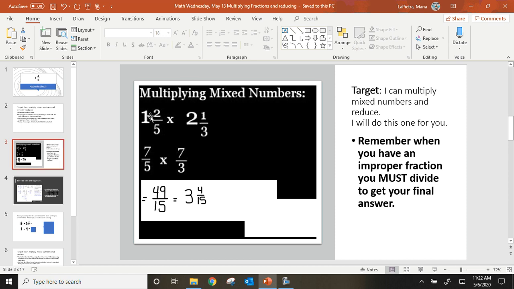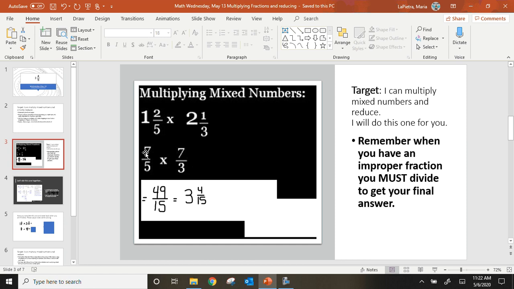Okay, so I have 1 2/5, which is going to be 5 times 1 plus 2, which is 7. We put that over 5. Our denominator remains the same. Then I go to 2 1/3. 3 times 2 is 6. 6 plus 1 is 7. And we put that over 3, using the same denominator again.